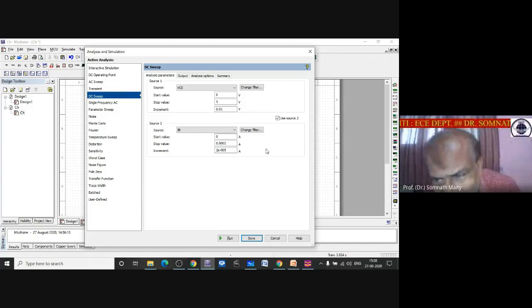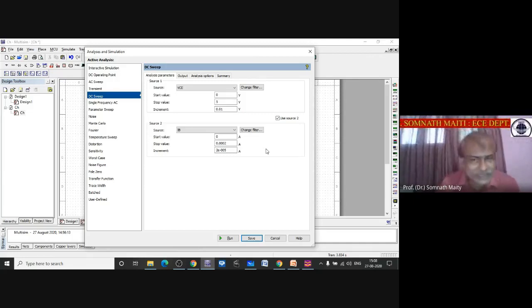Okay, so micro means 10 to the power minus 6. You multiply numerator and denominator by 100. How much is it coming? 200 divided by 10 to the power 6, so it is 200 microampere. Okay.